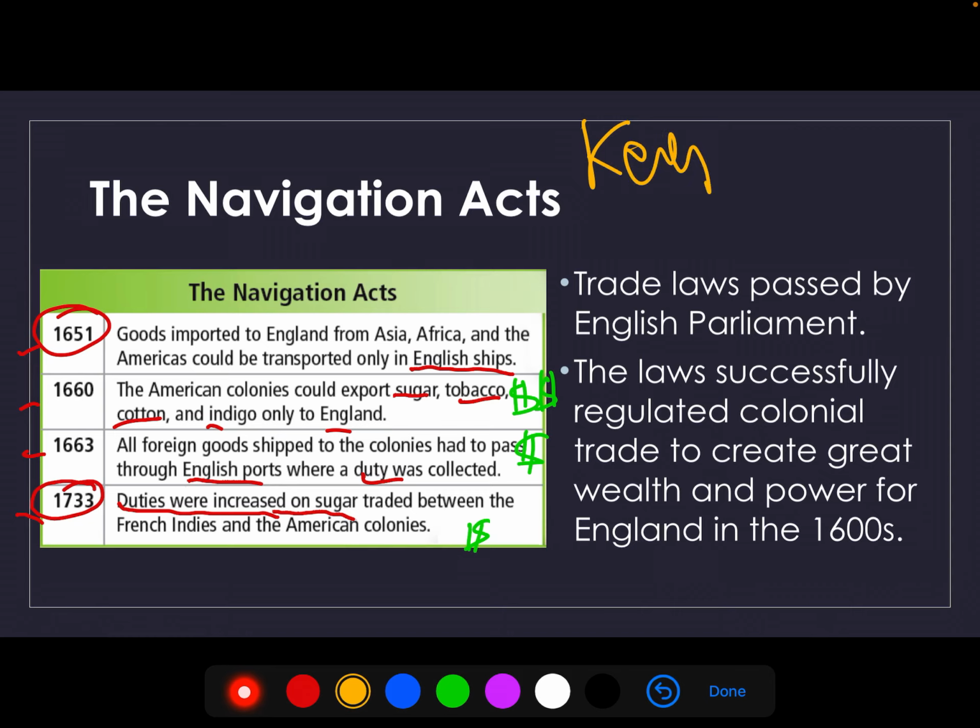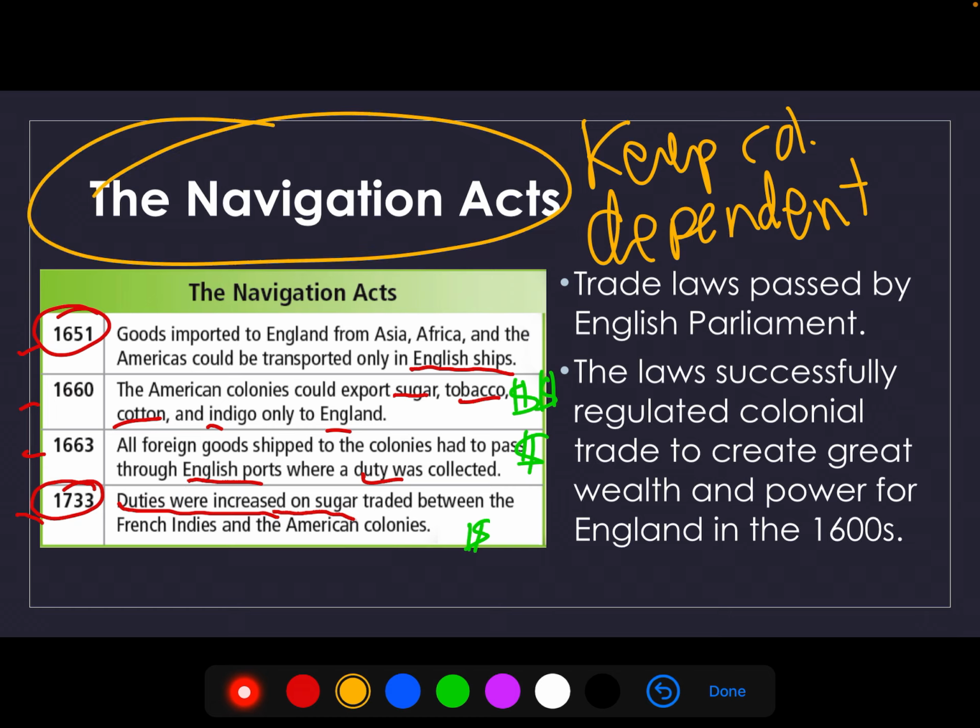So basically what the British government is trying to do is make as much money go into their pockets as possible and as little money into the pockets of the colonists. Because the reason they're doing this is because they need to keep the colonies dependent. If the colonies develop their own independent economy, then they have no need for Britain. So the goal here is to keep the colonies as dependent on Britain as they possibly can. That's the whole purpose behind the Navigation Acts.